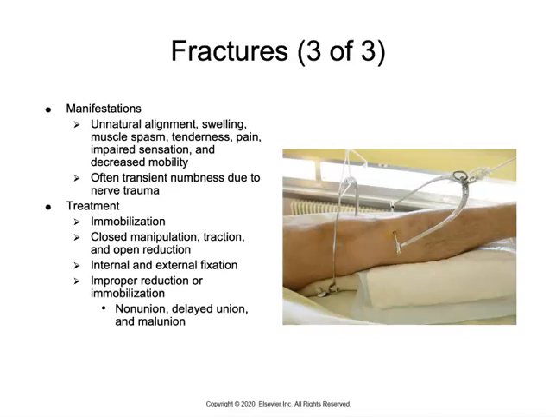Now, there are some complications of poor healing, so we can have something that is a non-union, meaning that the bone ends did not fuse, that then form fibrous tissue, or what we call a false joint. When we have delayed union, that's going to be when the healing is taking longer than 8 to 9 months. And lastly, malunion is when the bone heals in the wrong position.